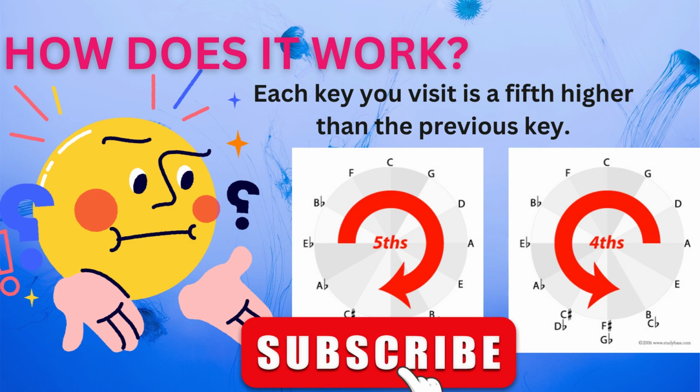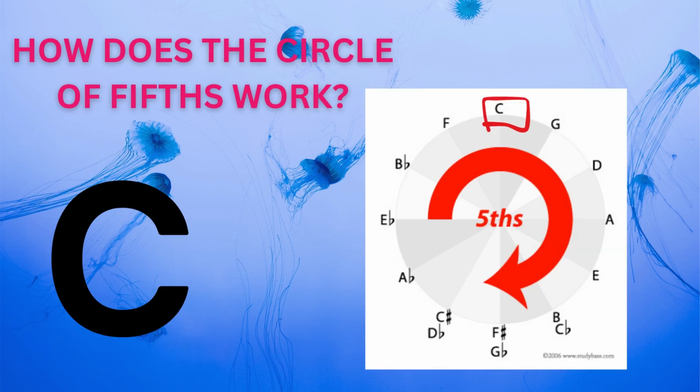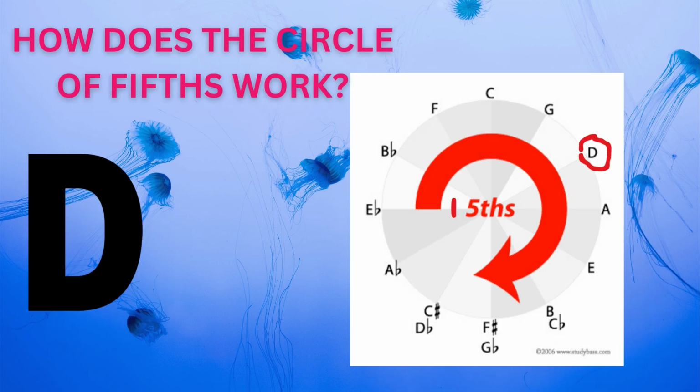How does the circle of fifths work? Imagine you are at the top of the circle of fifths and you start with the key of C major. As you move clockwise, you go from one key to the next in a special pattern. Each key you visit is a fifth higher than the previous key. A fifth is like skipping 5 steps on a musical ladder. For example, from C major, you move to the key of G major, then to D major, and so on.